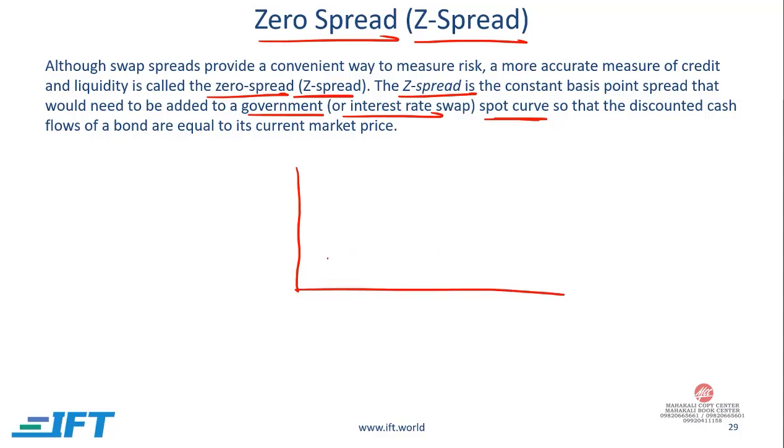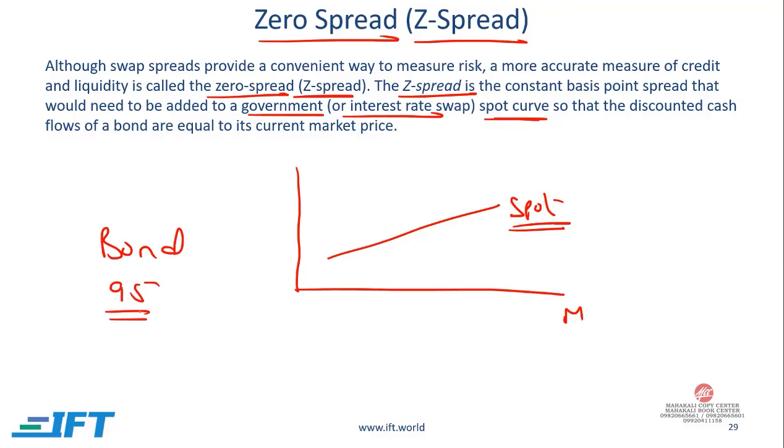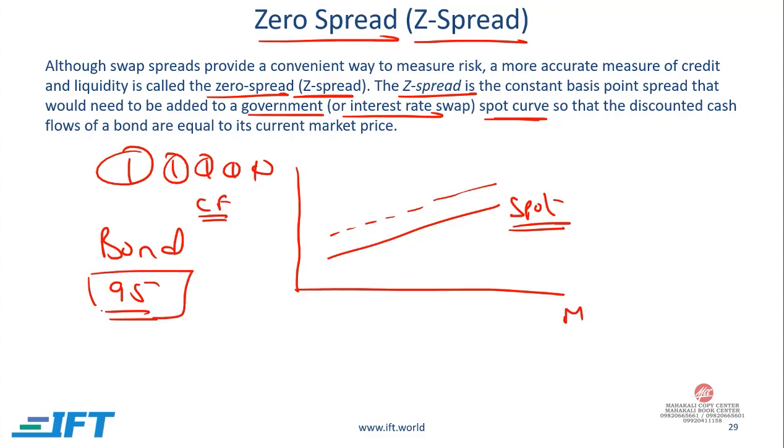Let's say that this is our spot rate curve. So this is our reference spot rate curve across different maturities. And let's say that we also have a bond which is currently trading at 95% of par. Obviously, this bond will have cash flows, so there'll be coupon payments and then there will be a final par value. So these are the different cash flows of the bond. Now, the Z spread is that constant spread over the spot rate such that when we discount all these cash flows associated with the bond, we get the market price.